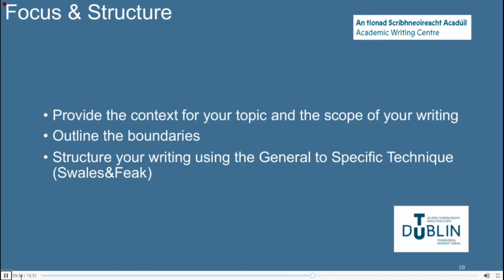In academic writing, it's just as important what to include as what to leave out. In order to make this decision, it is essential to adopt a focus for your writing and let the focus guide you as a beacon of light to explore the relevant sources and literature. Delineate and demarcate the boundaries for your writing. You may structure your writing and adopt the general to specific technique, which in colloquial terms is sometimes referred to as the funnel technique.